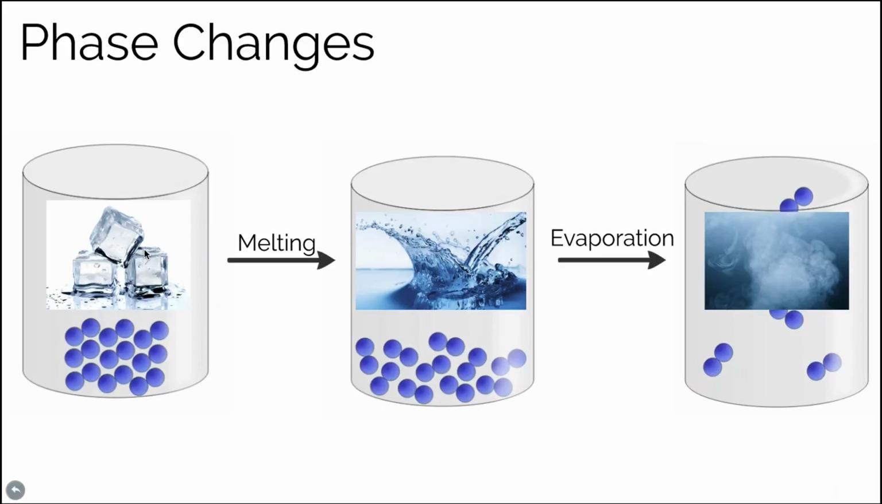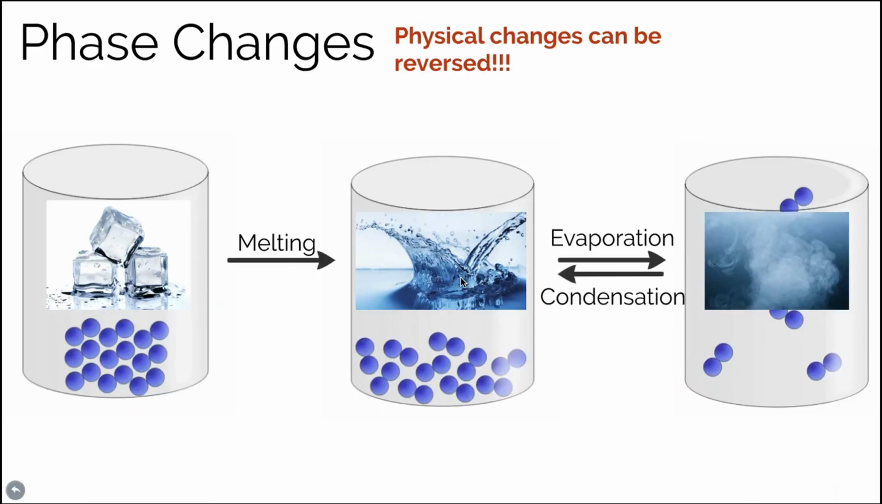These are just simple examples of phase changes. We're just going from one state of matter into the next, in this case going from solid to liquid through melting, and then from liquid into gas by evaporation. Now, the big thing about physical changes is that they can be reversed. If we start over in the gas phase and set it in reverse, going from steam into water, that process is called condensation.